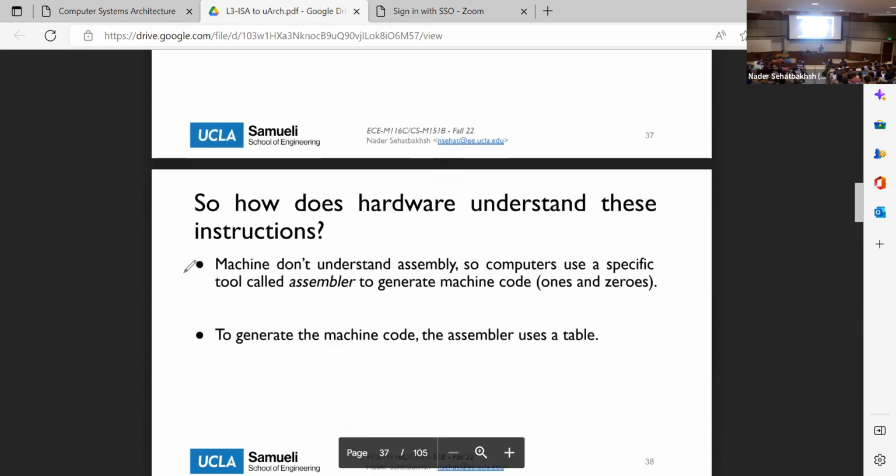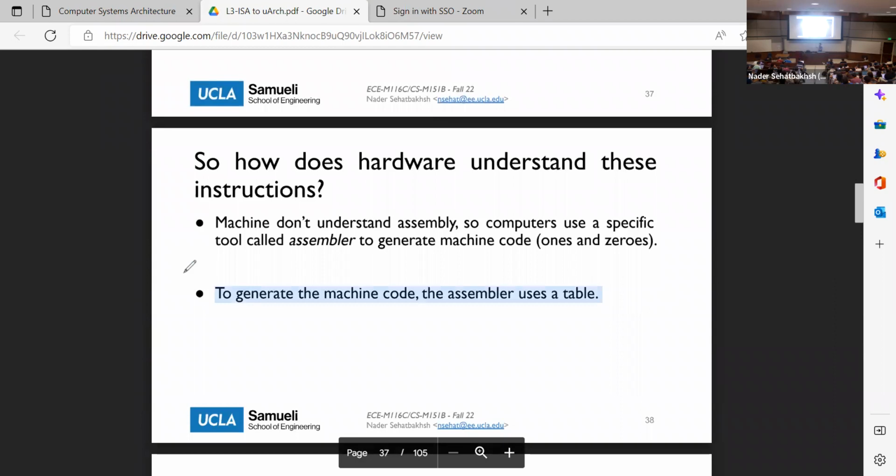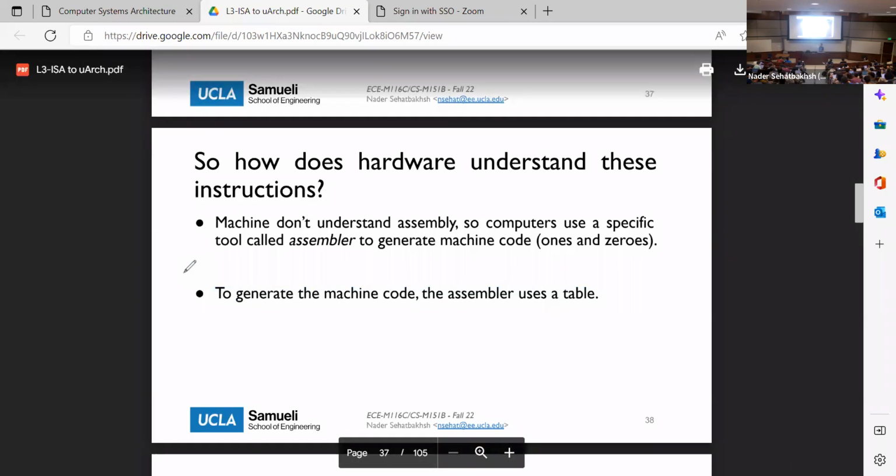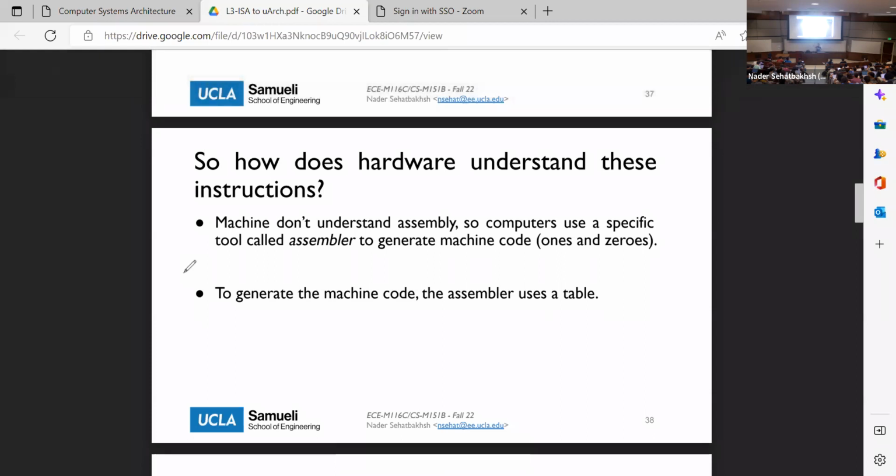And the answer to that is the hardware itself doesn't have any idea about these instructions, these characters, and the naming of them. The only thing that the machine understands is machine code, which is basically just a bunch of zeros and ones. So how do we translate from that to this? It goes through a process called the assembler, which takes the assembly code and generates what's called binary code for us. And this binary is just zeros and ones.